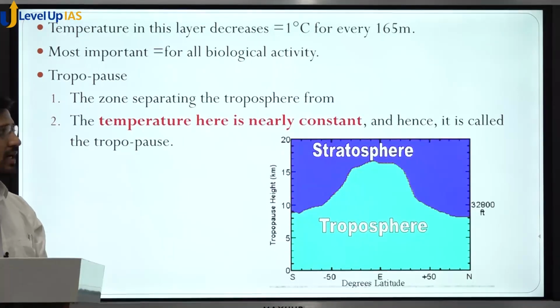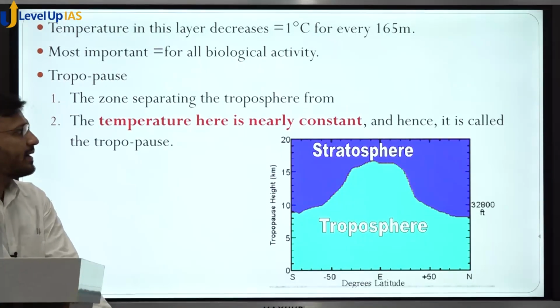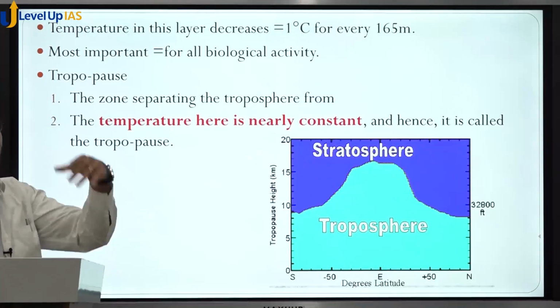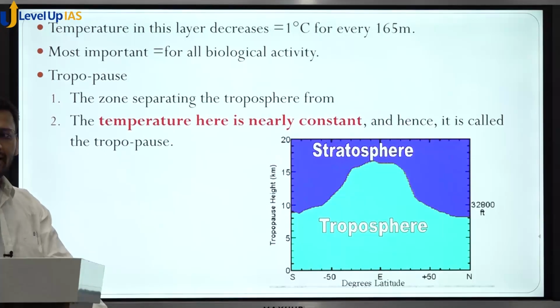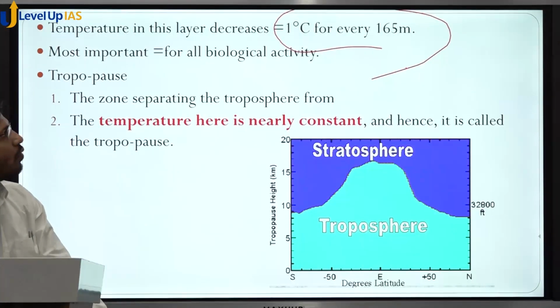Okay, before going to the stratosphere, the lapse rate in the troposphere: as we are moving upwards, temperature is decreasing. How much does it decrease? 1 degree Celsius for 165 meters. Okay, how much? 1 degree Celsius for 165 meters. This is the lapse rate.